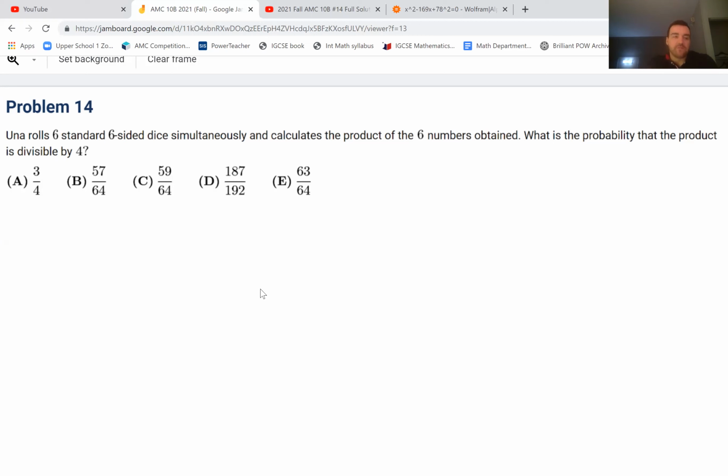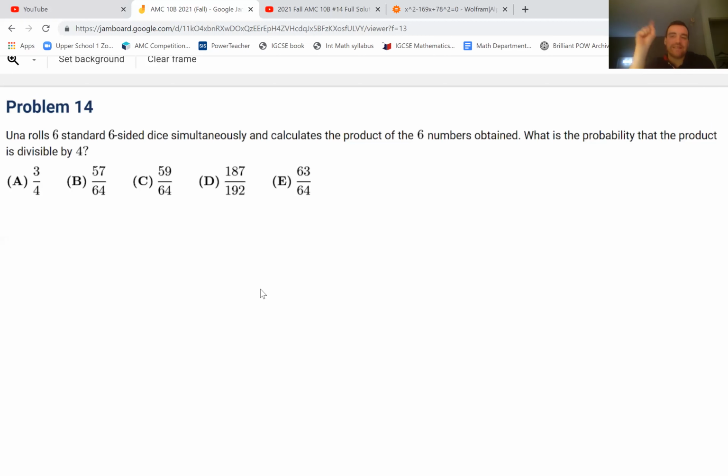The product would be divisible by 4 in two situations. Either one of them has to be a 4, at least one of the dice has to be a 4, or at least two of the dice need to be even but not 4, right? Because otherwise you're double counting situations. So two of the dice can be like a 2 or a 6, or at least one of the dice can be a 4.